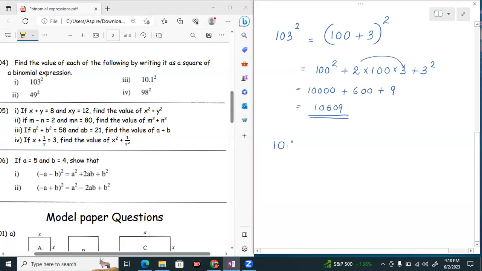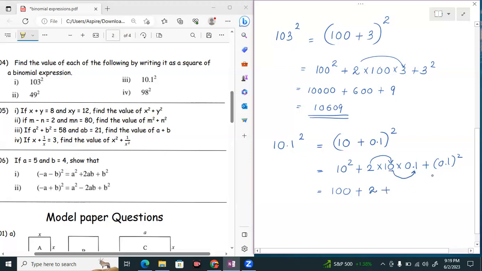10.1 squared. How do we make it? We can write 10 added 0.1. This is the easiest way. Then 10 squared add 2 times 10 times 0.1 add 0.1 squared. Then 10 squared means 100, add 2 times 10, it is 20, times 0.1, it is 2, because for 10, 1 decimal place is removed.